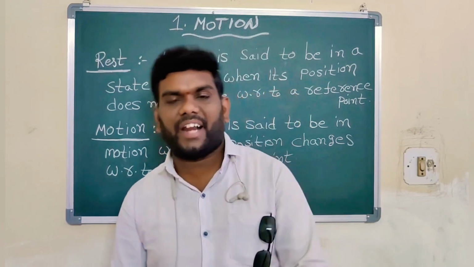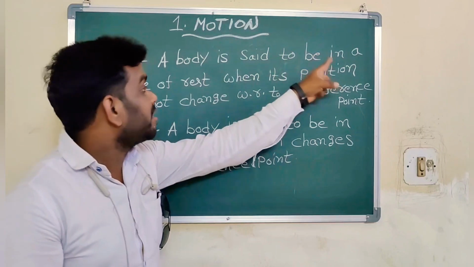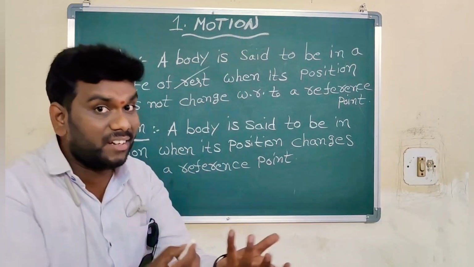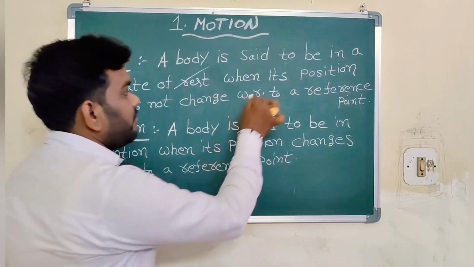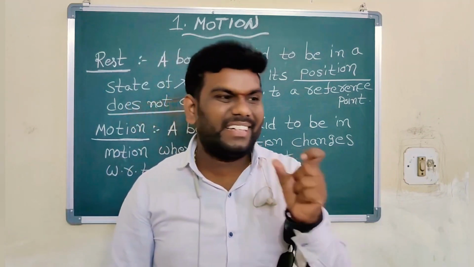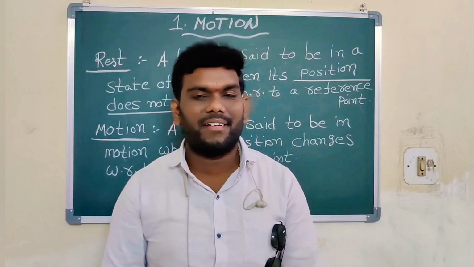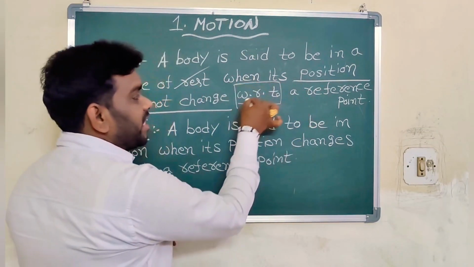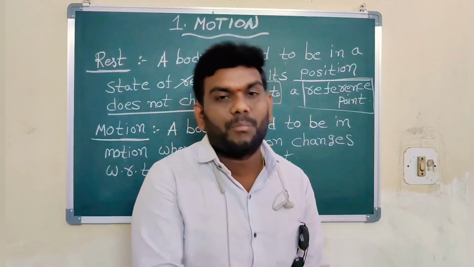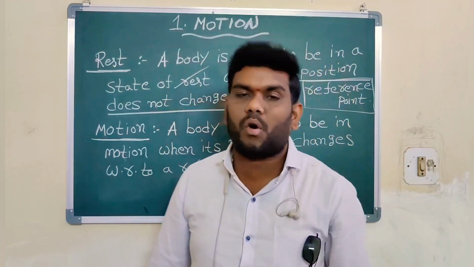So what is relative? What is rest? What is motion? We will discuss. Let us start with rest. A body is said to be in a state of rest when its position does not change. Position not changing means the body does not move from one place to another place, with respect to a reference point. We can say whether a body's position has changed or not with respect to a reference point. That is why a body whose position does not change with respect to a reference point is called at rest.